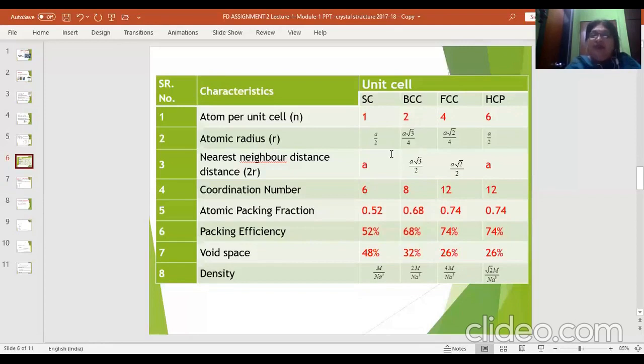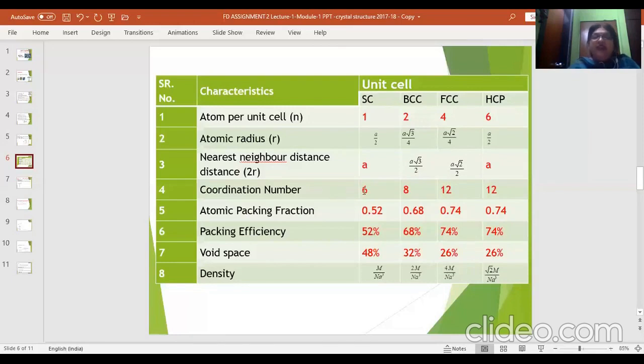Similarly, here the body diagonal will be a root 3, which will be equal to 4r. So r is equal to a root 3 by 4. And here the face diagonal a root 2 is equal to 4r, or r is equal to a root 2 by 4. Nearest neighboring distance will be 2r, which for simple cubic is a. For this it will be a root 3 by 2. This will be a root 2 by 2. I will derive this in a very detailed manner in another lecture.